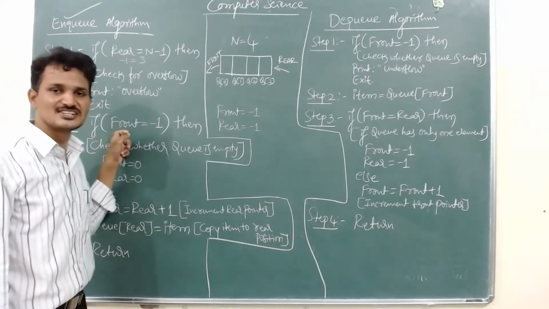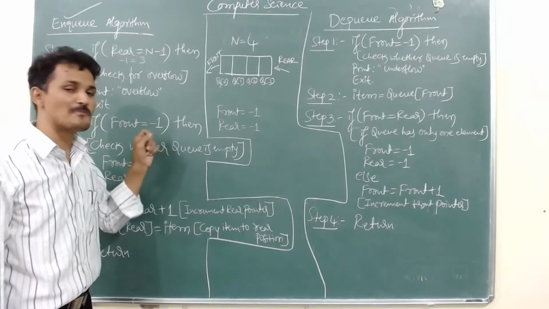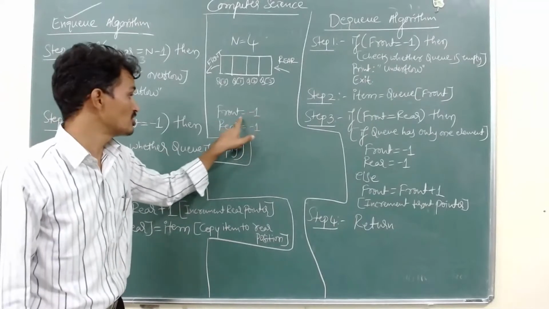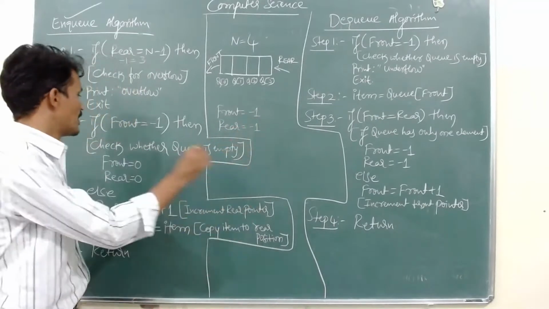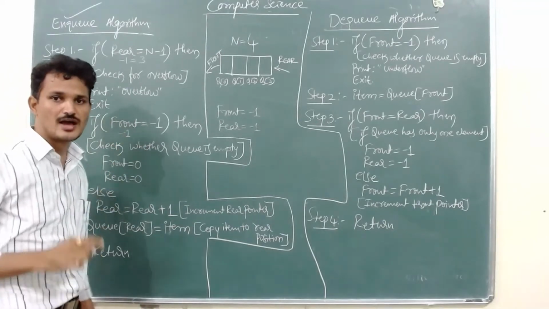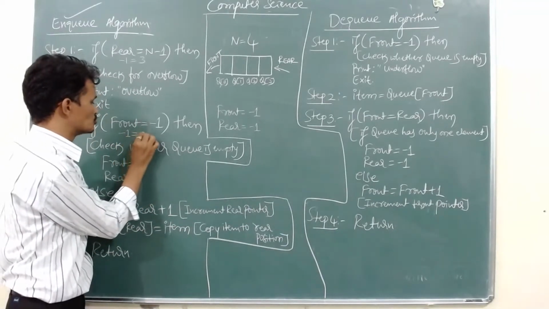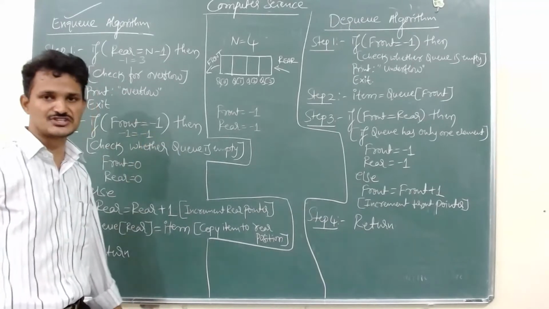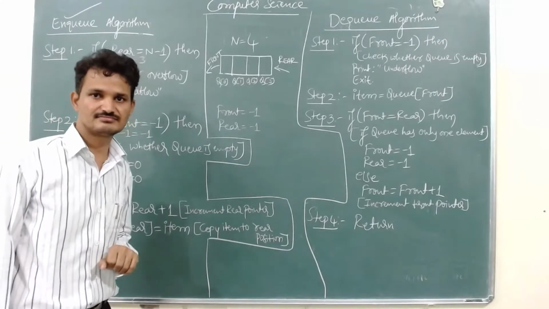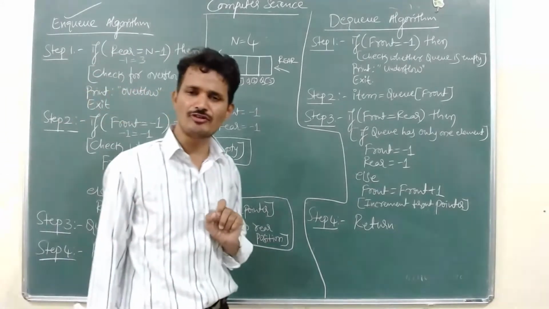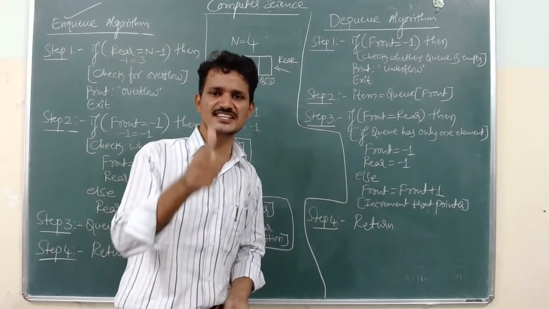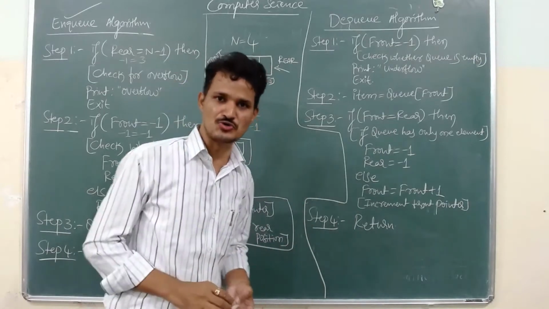If front is equal to minus 1. What is the value of front? Minus 1. I am going to substitute the value of front as minus 1. Minus 1 is equal to minus 1. Is this condition true or false? Of course it is true. Minus 1 is equal to minus 1, yes, the condition is true.